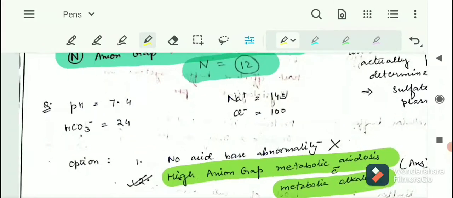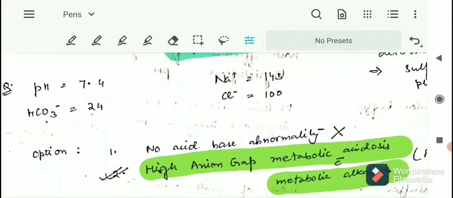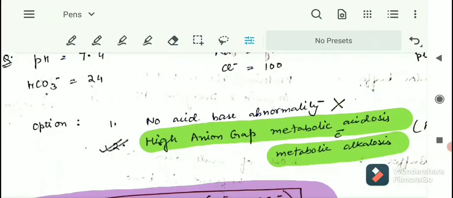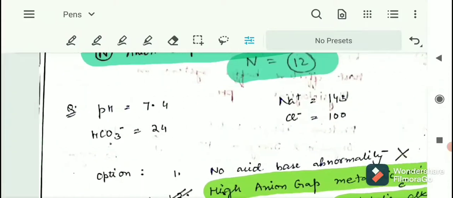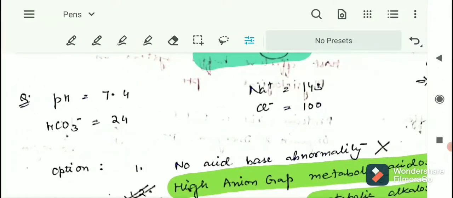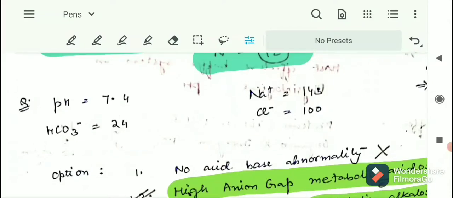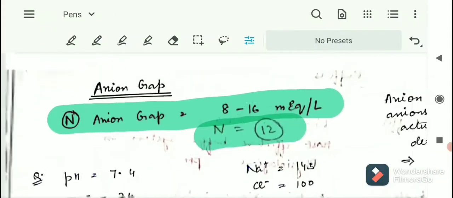Now here options will be given that this is no acid base abnormality or high anion gap metabolic acidosis with a component of metabolic alkalosis. By seeing firstly only the pH, we can jump to the conclusion that there is no acid base abnormality, but no, first for this we have to find the anion gap. Now let's see what's anion gap.